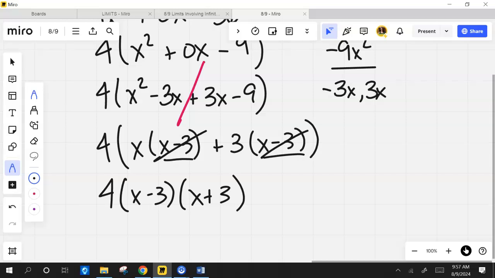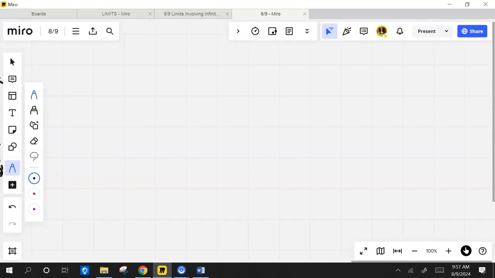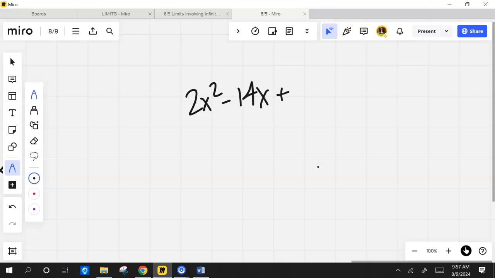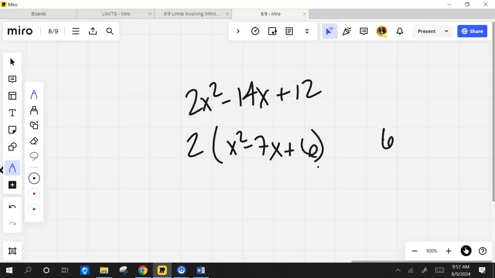All right, look at the last one, number 4. Tell me what I can do first. Yeah, that's exactly right. What is the GCF here? 2. What's left when I take out 2? All right, so now I need to know what multiplies to 6x squared, but what does it have to add up to?